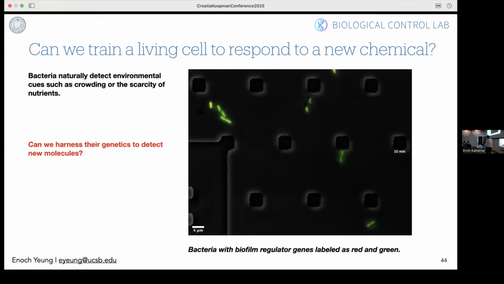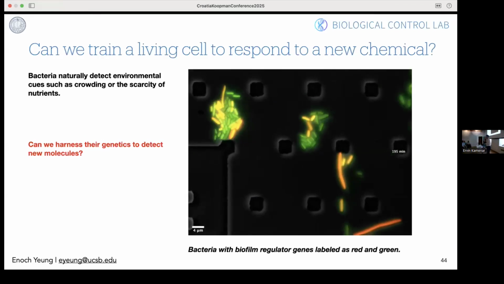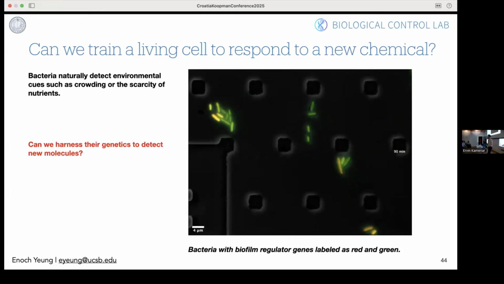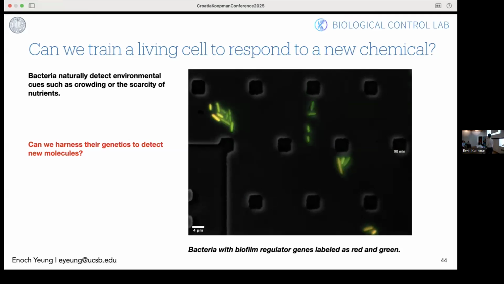Okay, here we go. Can we train a living cell to respond to a new chemical? This is a hard question. This is a very hard question in bioengineering. And with Koopman operator methods, you can do it in 3 to 6 months, all right? That's the takeaway.